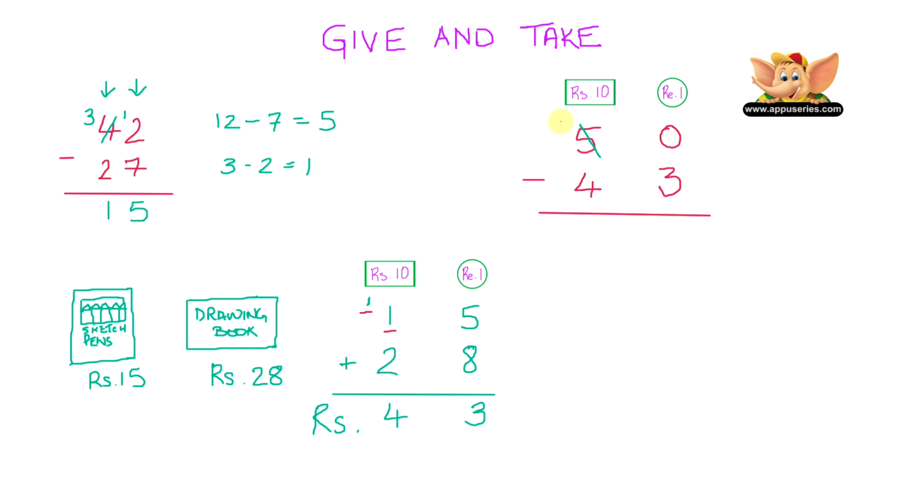So let's scratch that out and make that 4. And we put that 10 here in the ones place. That leaves us with 10 minus 3. And the answer for that is 7. Now, if you look at the tens column, 4 minus 4 will give us 0. So Priya should get back rupees 7.